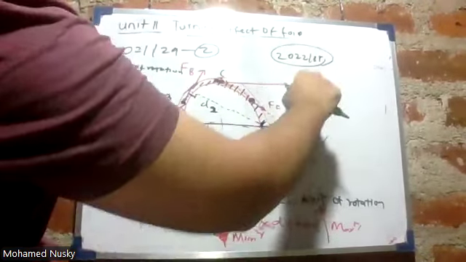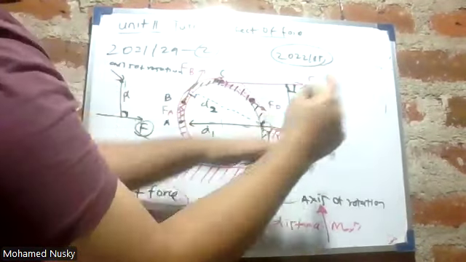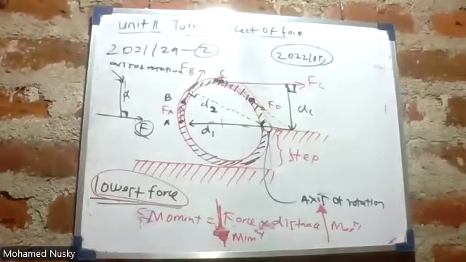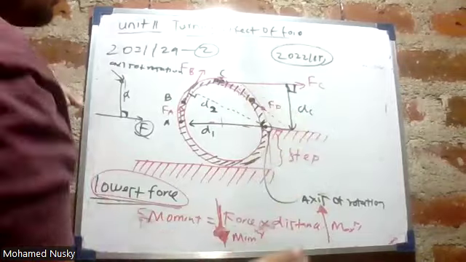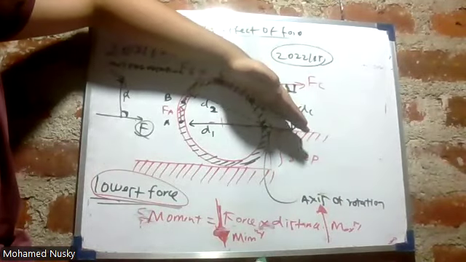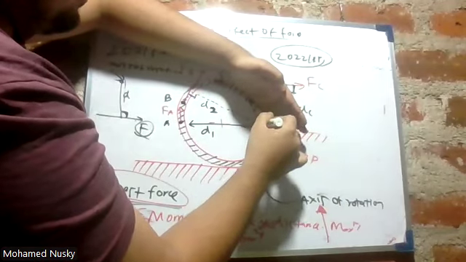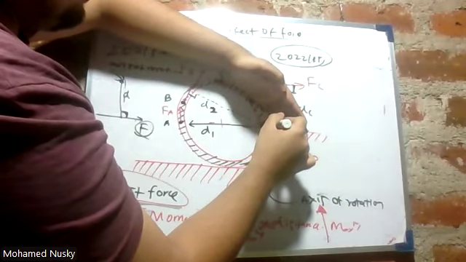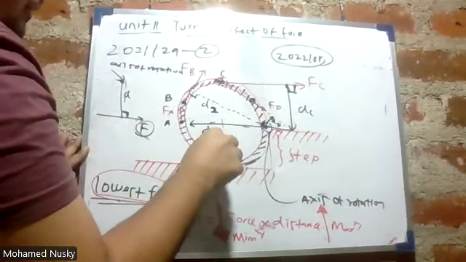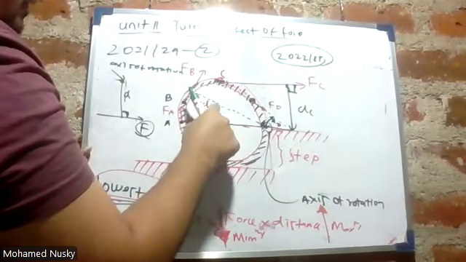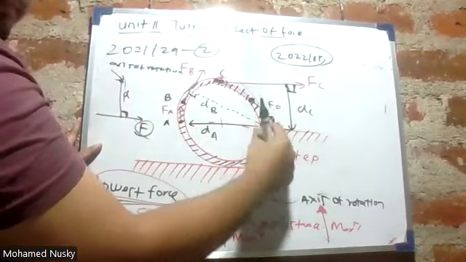Here, this is FC. This is the axis of rotation. So to this force, the perpendicular distance is DC. And to this force, this is the axis of rotation. To this, D is like this. Axis of rotation is like this. So what is the distance here? That is D. Let's take this DA, this DB, and this is DC, and this is DD.